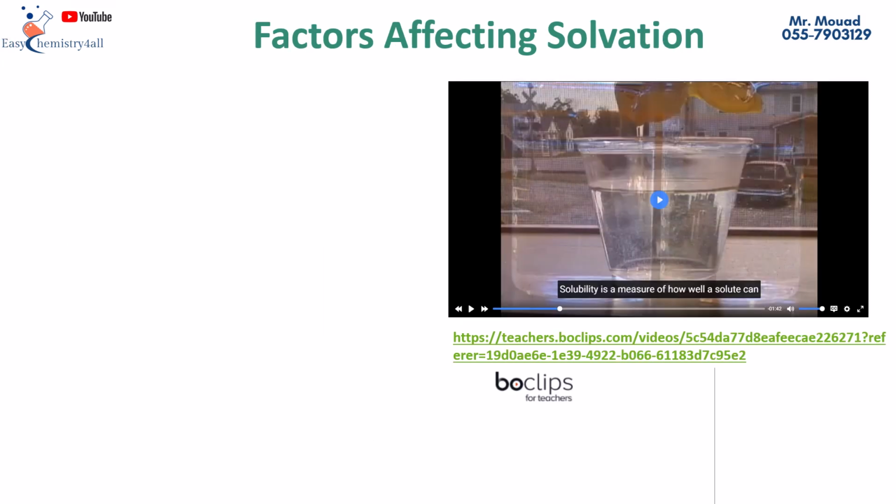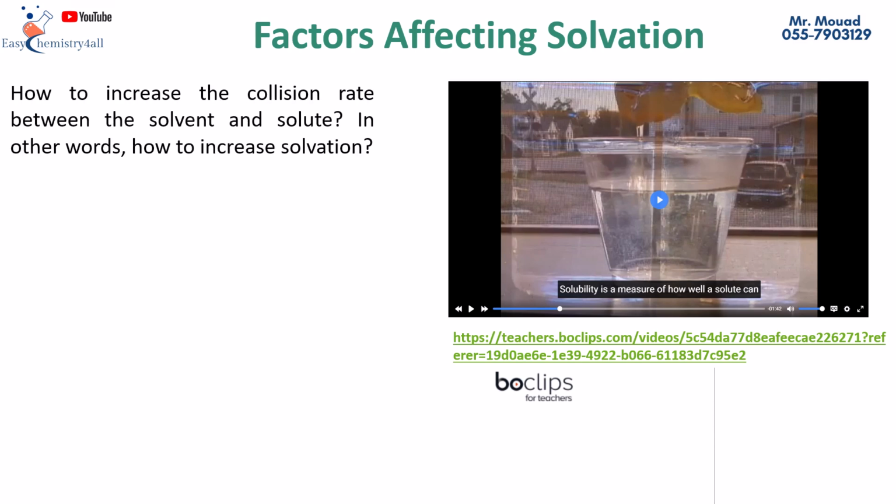Alright, so the answer is that sugar is a polar compound. So far, we have learned how solvation occurs in ionic compounds and molecular compounds. But how can we increase the collision rate between the solvent and the solute? In other words, how can we increase the rate of solvation? And what are the factors that affect solvation? Let's watch this video and figure it out together.